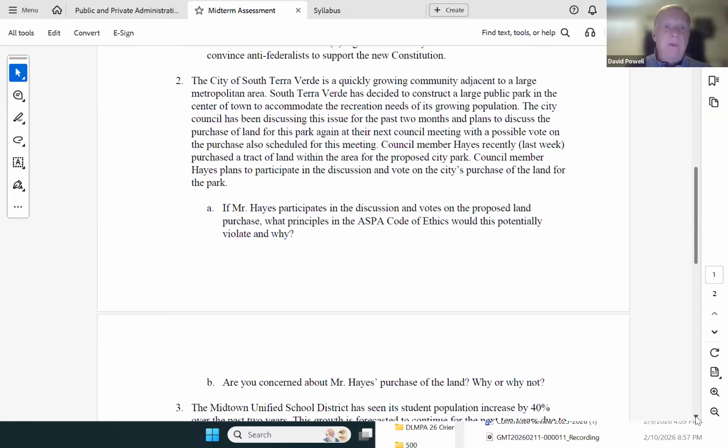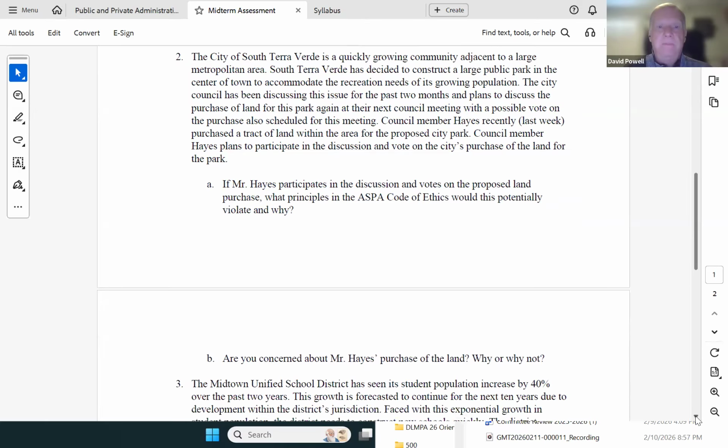Question 2A, if Mr. Hayes participates in the discussion and votes on the proposed land purchase, what principles in the ASPA Code of Ethics would this potentially violate and why? So in a previous class, we talked about the 8 principles in the ASPA Code of Ethics. You'll be selecting which of those principles you think would be violated by Mr. Hayes engaging in the discussion and also participating in the vote on that land.